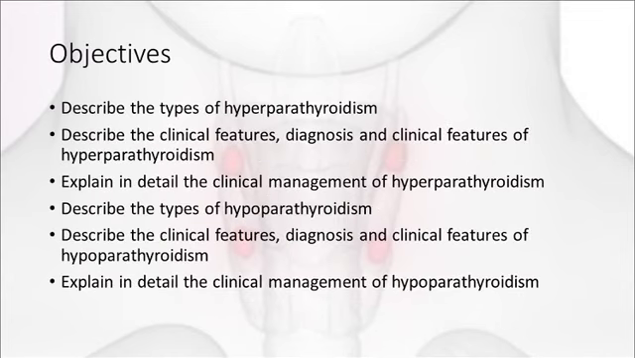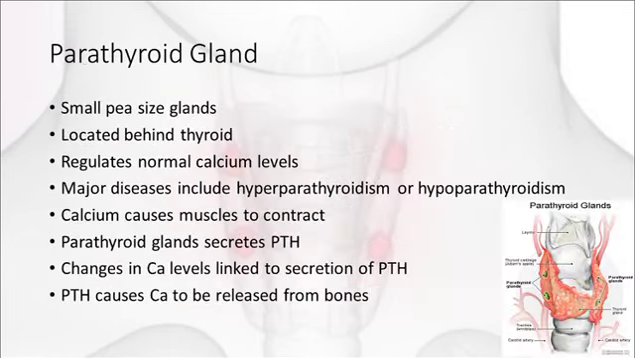Right, the objectives for today's session include describing the types of hyperparathyroidism, describing the clinical features and diagnosis of hyperparathyroidism as well as the clinical management of hyperparathyroidism, describing the types of hypoparathyroidism as well as its clinical features, diagnosis and complications, and of course explaining in detail the clinical management of hypoparathyroidism. So the parathyroid gland sits on top of the thyroid gland, and they are small pea-sized glands.